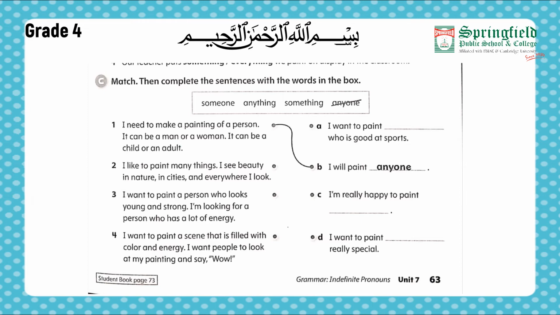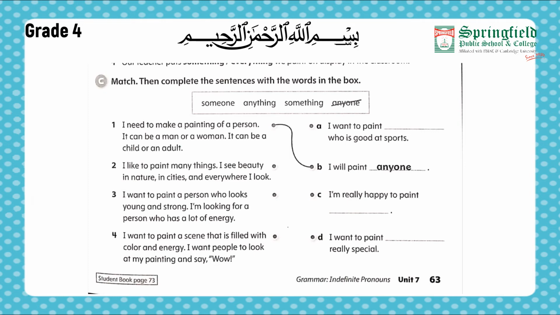I need to make a painting of a person. It can be a man or a woman. It can be a child or an adult. I will paint. So as he has given many examples, he can paint anyone. So we are going to write, I will paint anyone.